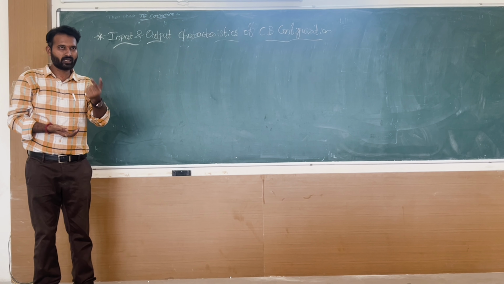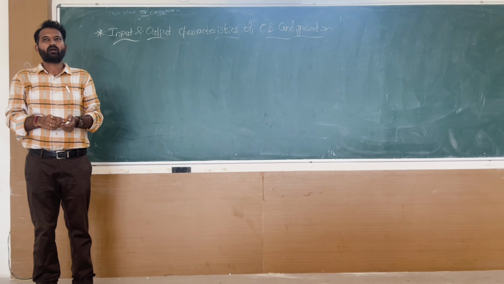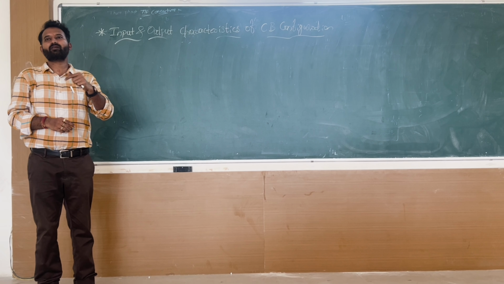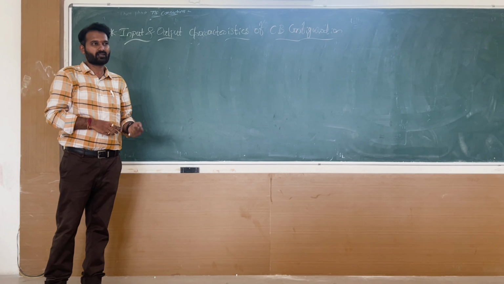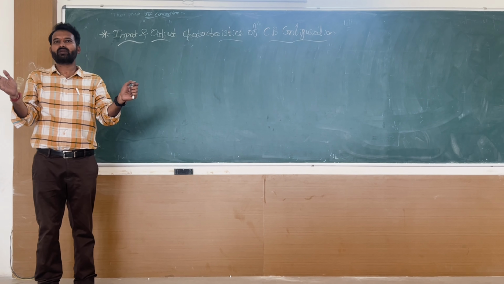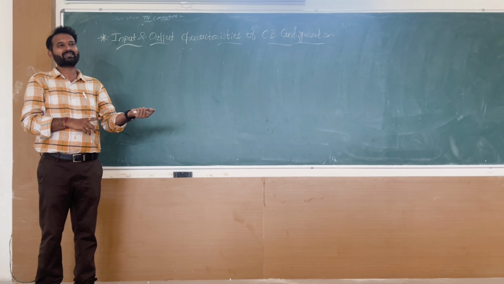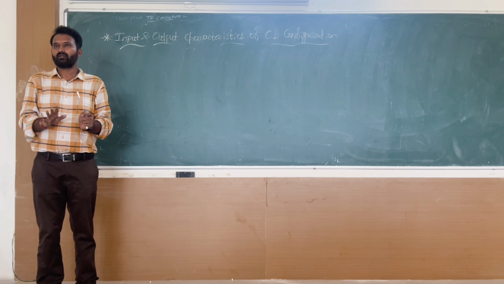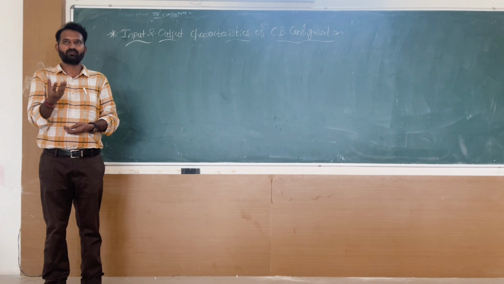If I say common emitter, emitter will be grounded. What are the two terminals left? Base and collector. Collector will be output, base will be input. If I say common collector, which terminal is grounded? Collector terminal will be grounded. One of the other two terminals will act as the input, the second terminal will act as the output terminal. Understandable?